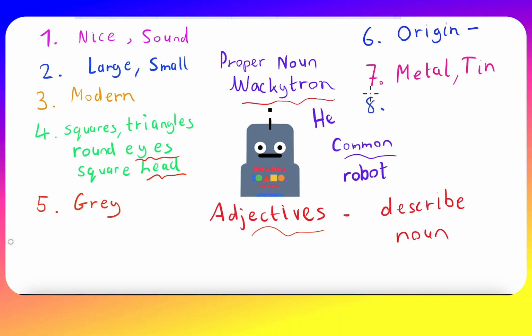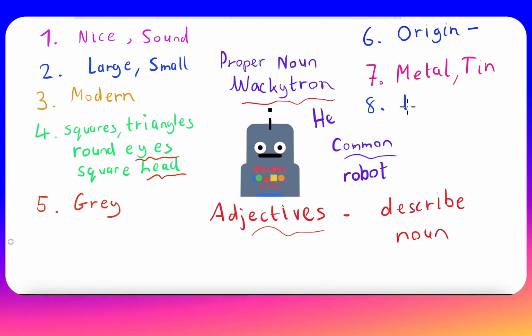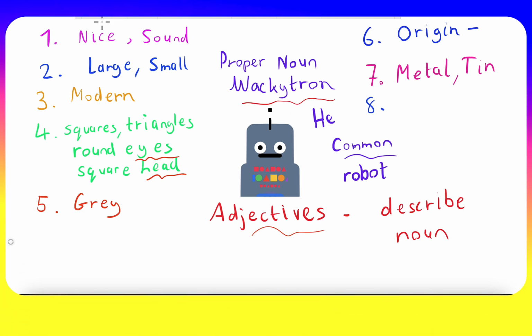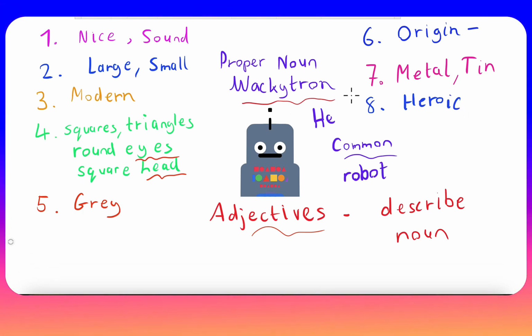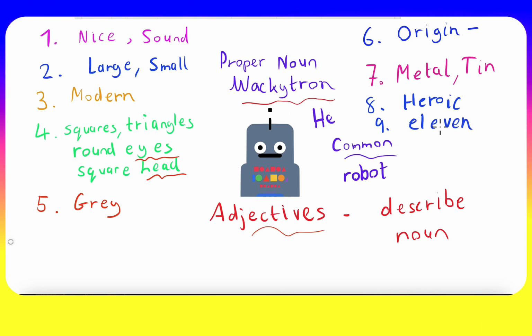Number 8, this adjective type, we're talking about what he does. Maybe he's a hero. He saves the world. Here we're talking about his purpose. Is he for programming? Is he for helping around the house? We're going to say he is heroic. He helps people. He acts like a hero. It's his characteristic. It's what he does. Then we have quantity. Maybe we want to know how many buttons has he on his chest. Let's just guess he has 11 buttons. I don't know. I haven't counted.